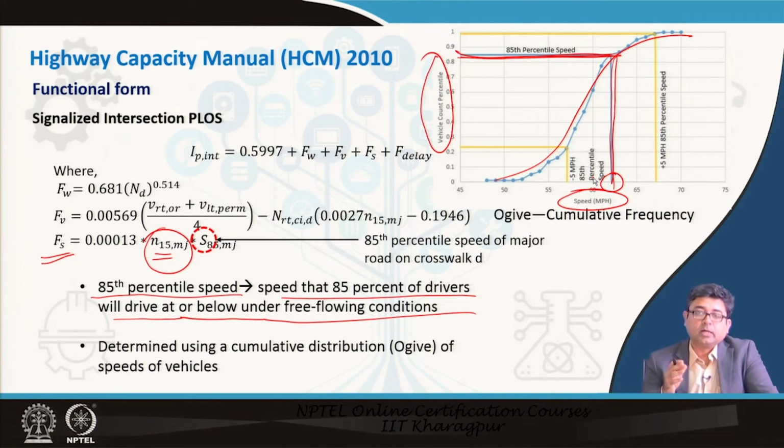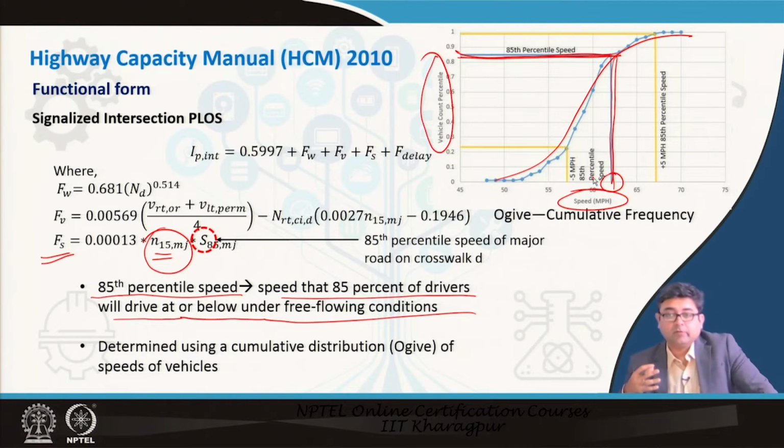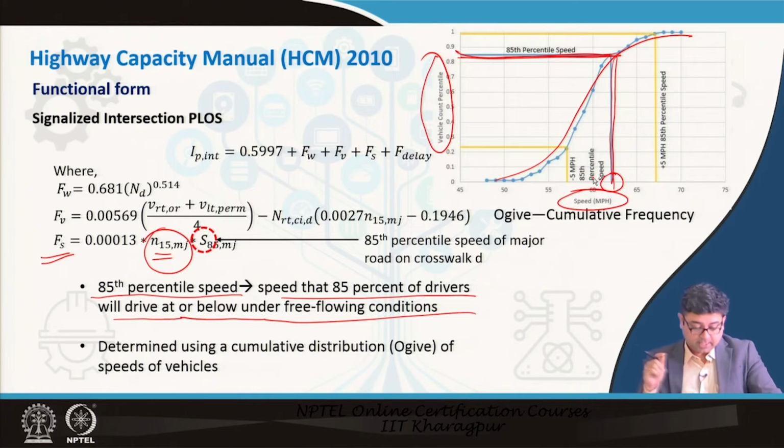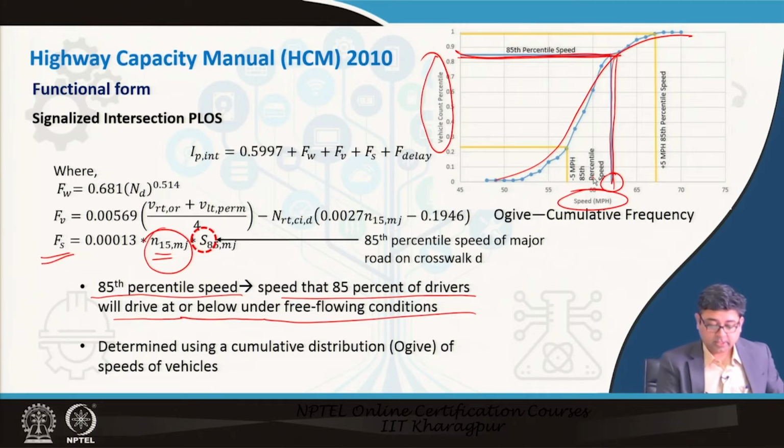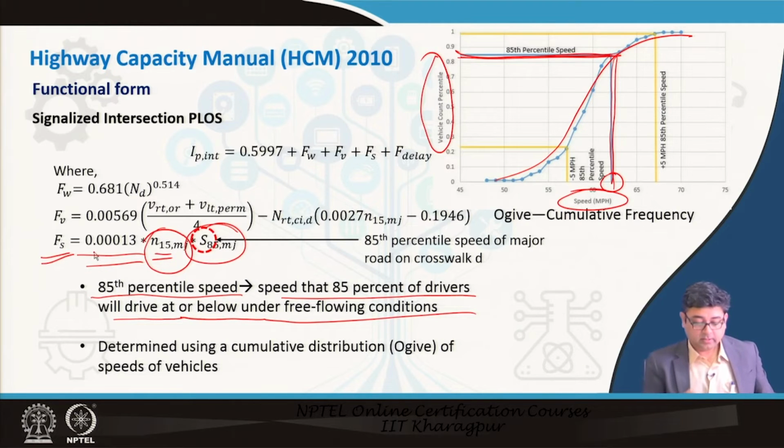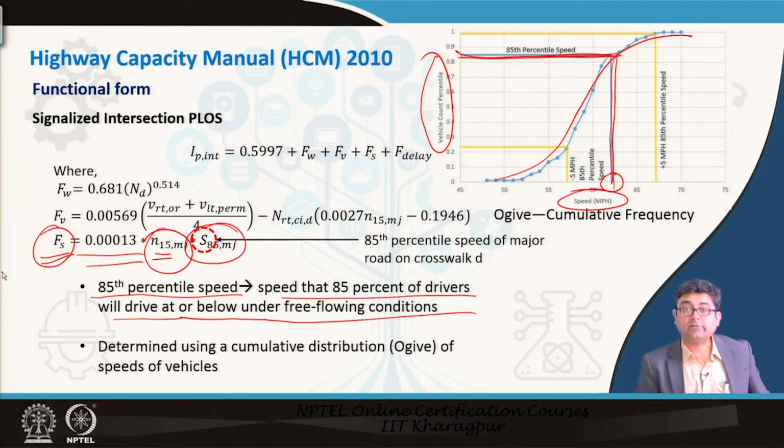Usually, we don't calculate the mean speed, because it has been found that the 85th percentile speed is a safe speed to assume that many vehicles are moving at that speed. So, we want to determine the 85th percentile speed. Once you know the 85th percentile speed of the vehicular stream, you multiply that with the volume and the factor, and you will have the factor Fs.